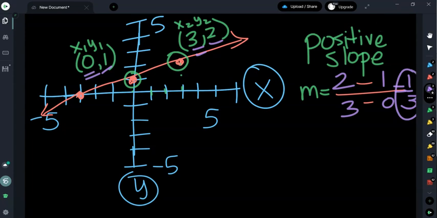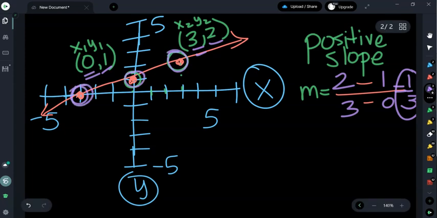Now, if I were to have chosen this point and this point, or this point and this point, I would have gotten the same thing, 1/3, because you can choose any 2 points on a line and you'll get the same slope. Now, what if I wanted to count the slope from the graph? What does the slope look like on a line? What is a linear slope?